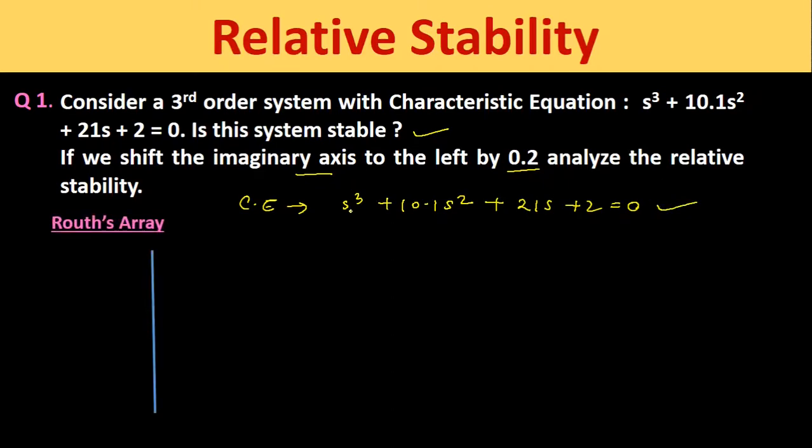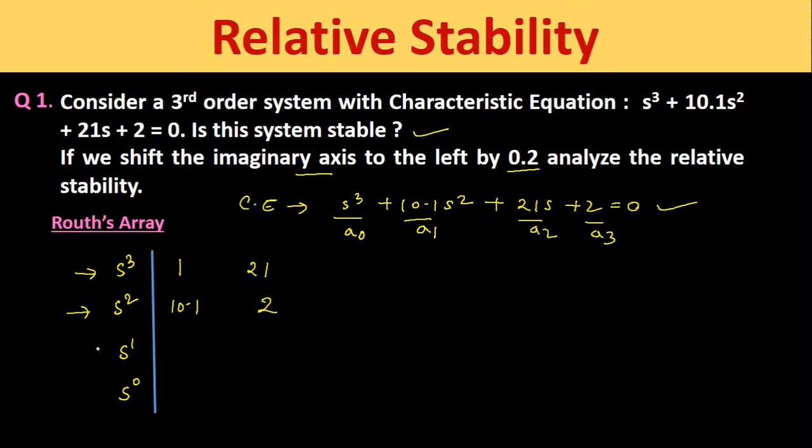So in this characteristic equation, we can see that the highest power of s is s cube. So here we will write s cube. Then we have s square, then s to the power 1, and last is s to the power 0. Now we find out the coefficients from this characteristic equation. First coefficient will be a0, then a1, then a2, and last is a3. So to construct the s to the power 3 row, we have to take all the even coefficients, that is a0 and a2. So here a0 is 1 and a2 is 21. Then to build the s to the power 2 row, we have to take all the odd coefficients, that is a1 and a3. So a1 is 10.1 here and a3 is 2 here.